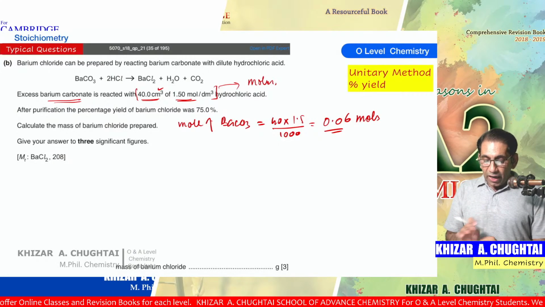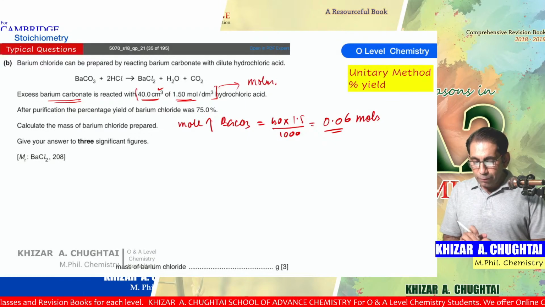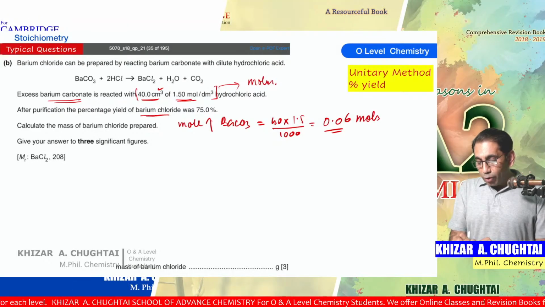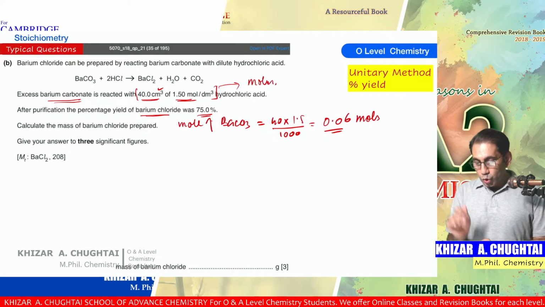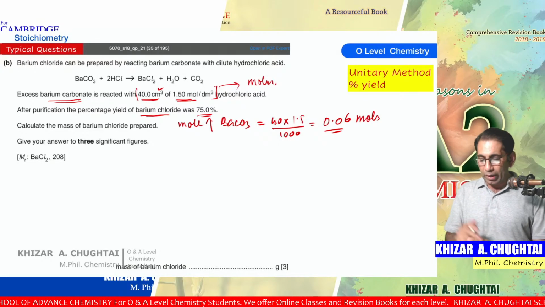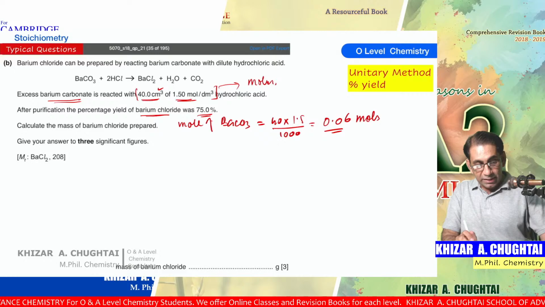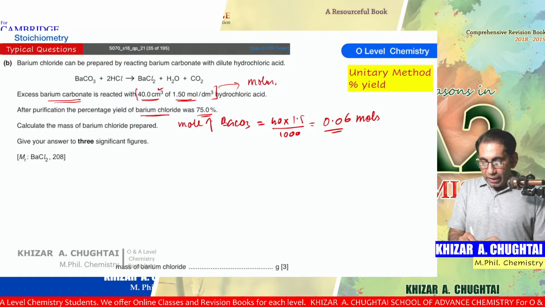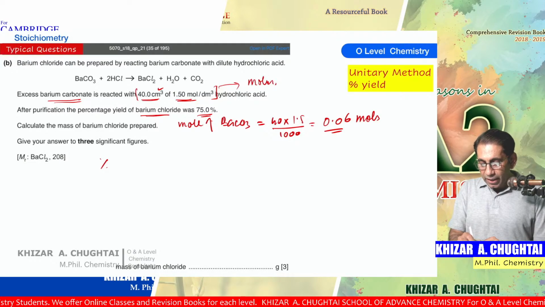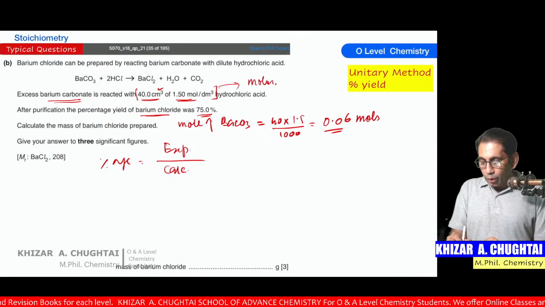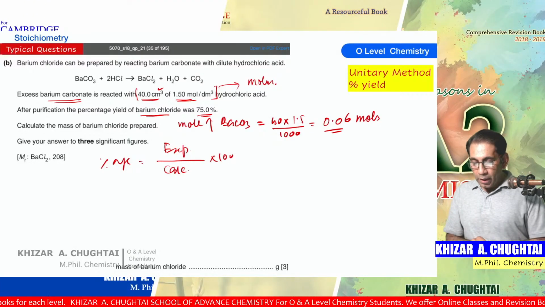Now he is saying after purification the percentage yield of the barium chloride is 75%. At the moment, you can say that the barium chloride percentage is given. So I am going to apply the percentage yield formula. What is the formula that is said to be the percentage yield? That formula is percentage yield equal to experimental yield divided by calculated yield into 100.